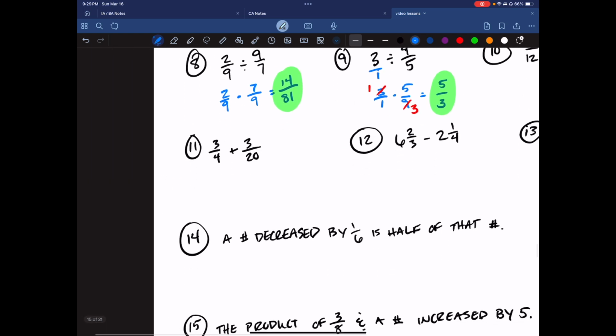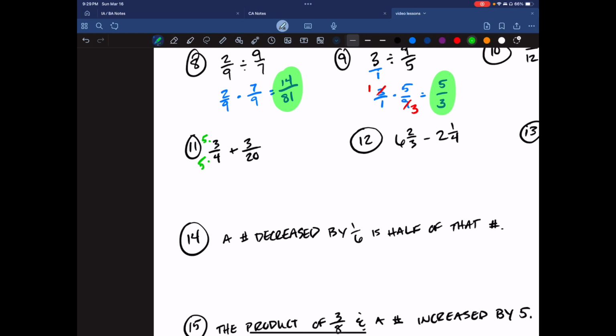All right. On 11, we have to get common denominators. Now, you want to look at them because if one goes into the other, then I only need to fix one of them. But if neither one of them goes into the other, then I've got to work on both of them to get them to something that I can use. In this case, 4 does go into 20. So all I need to do is multiply the top by 5 and the bottom by 5.